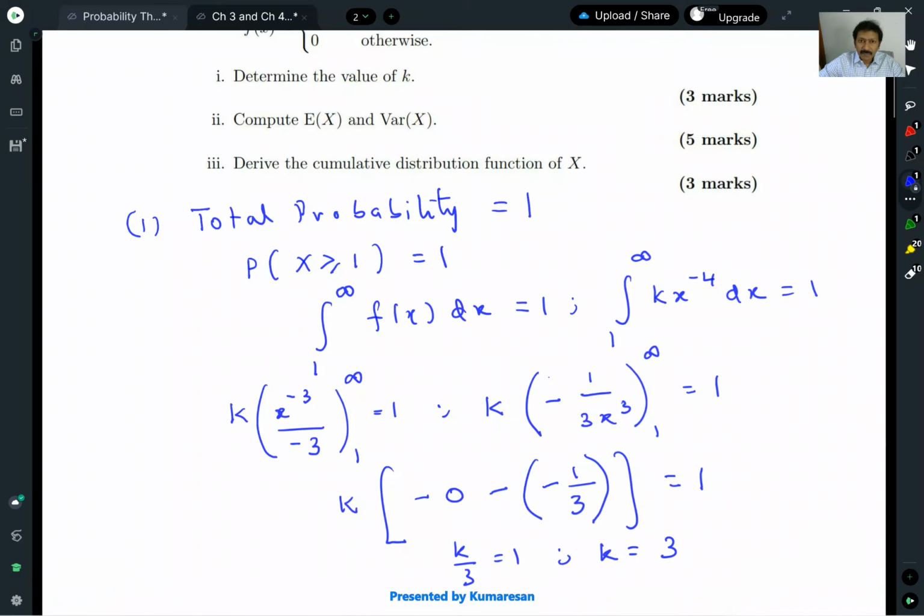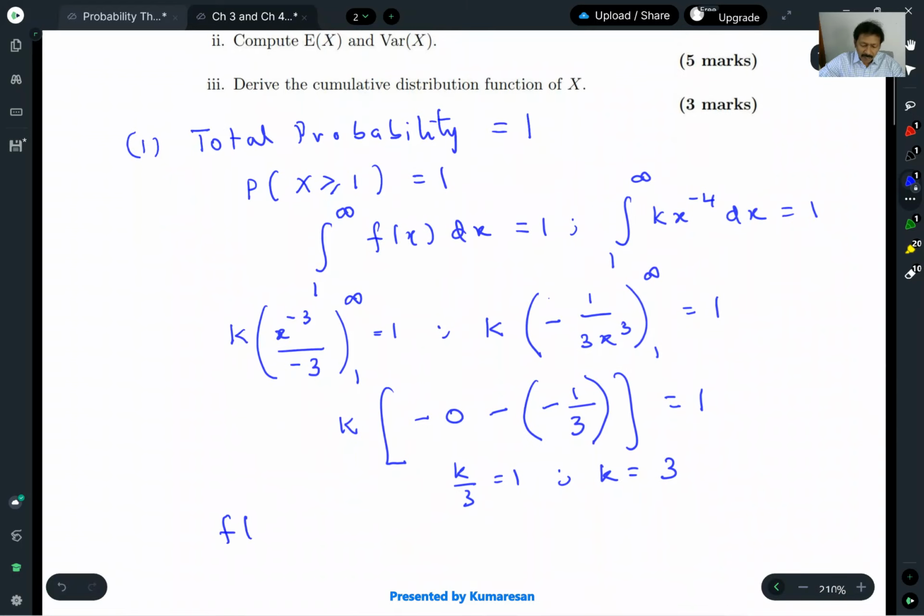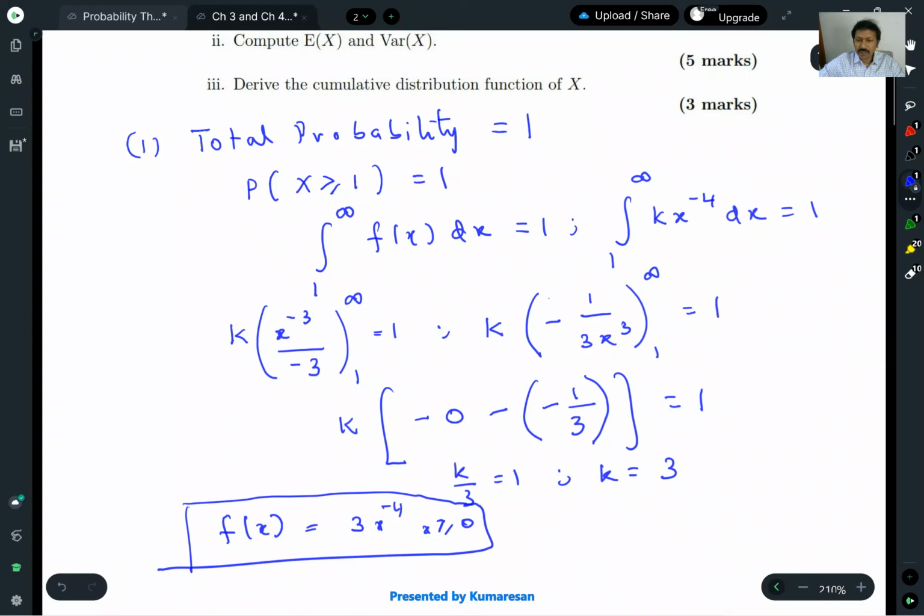After we find the value of k, which is 3, we have answered the first question. The function f of x was kx to the power of minus 4, now it is 3x to the power of minus 4 for x greater than or equal to 1. So this is the probability density function now, after you substitute k equal to 3 into the function.